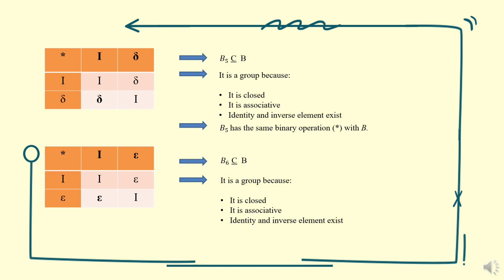it existed. Okay, so the inverse element of each other, since Roman numerals 1 is placed diagonally, we can say that the inverse of epsilon and Roman numerals 1 is themselves. For example, the inverse of Roman numerals 1 is 1, and the inverse of epsilon is also epsilon. So we can say that B6 has the same binary operation star with B.